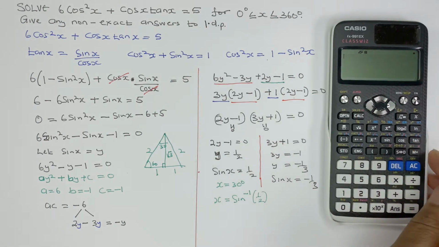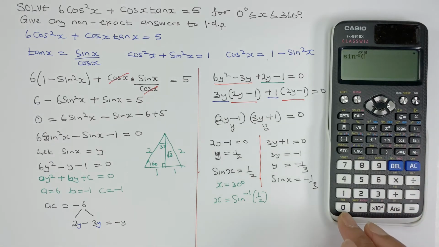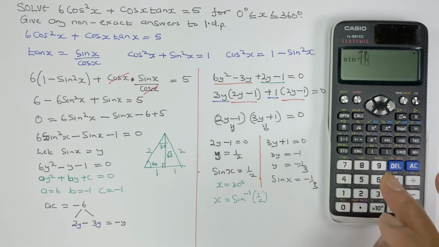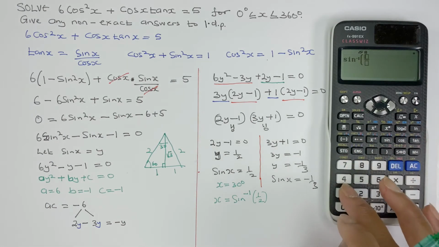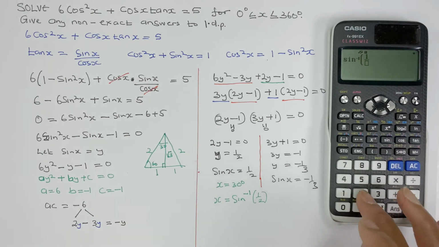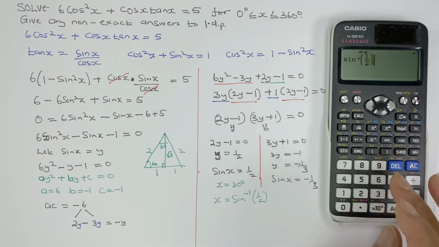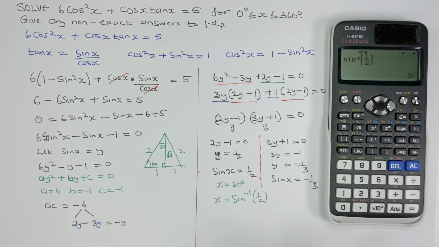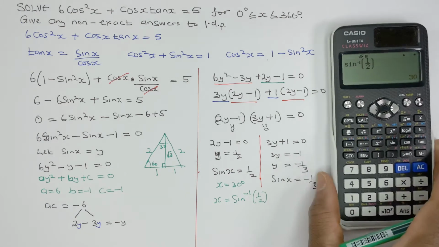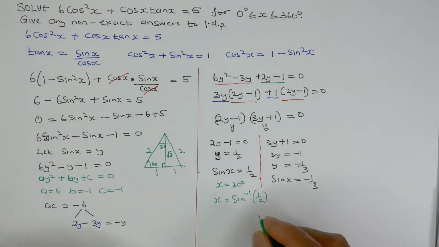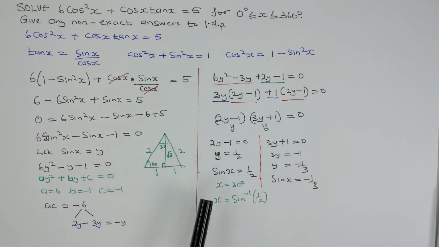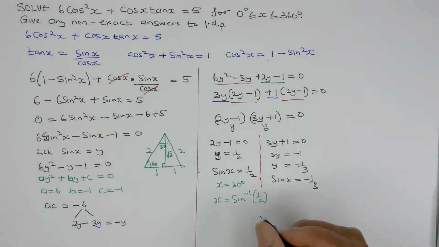So if we do that, you do shift, sine, inverse sine, fraction, 1, 2, close bracket, and equals, and you get 30 degrees. So it's a thing to know, but if you don't remember, you can still do it with a calculator.